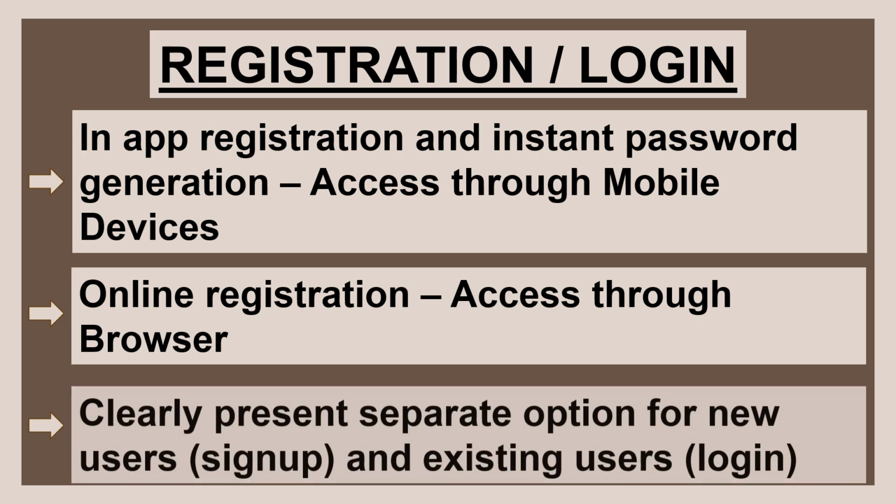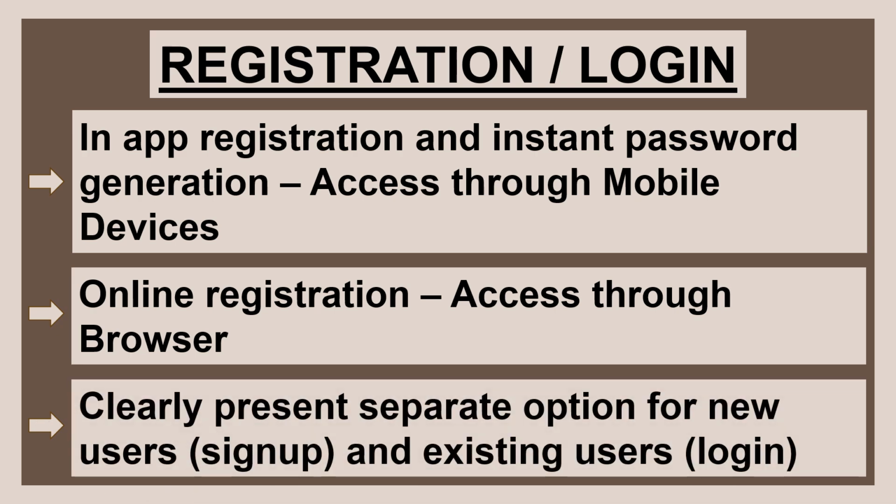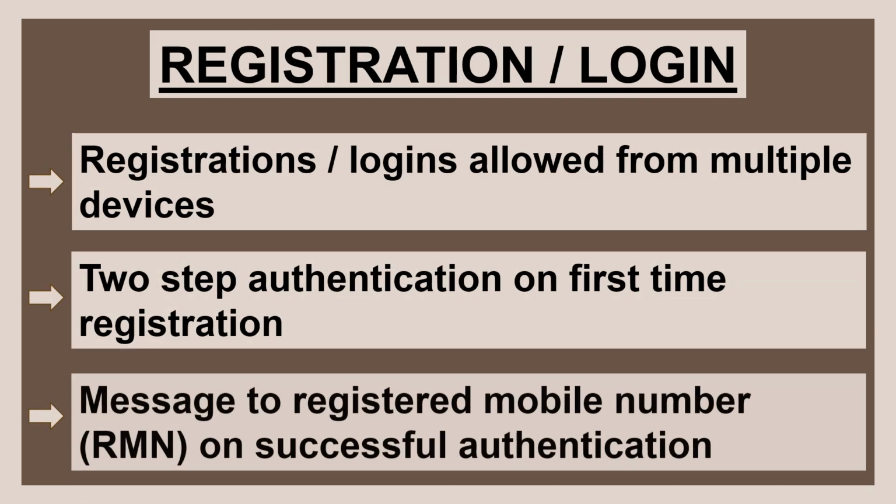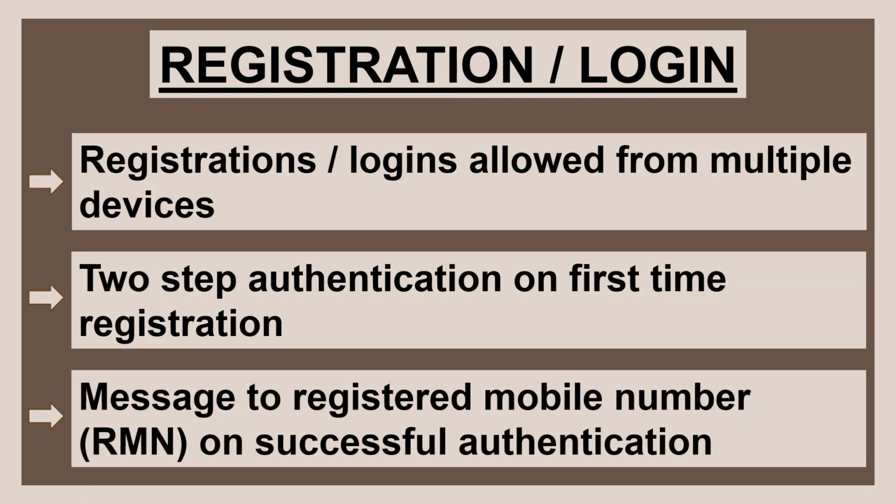Registration or login. In-app registration and instant password generation across mobile devices. Online registration. Access through browser. Clearly present separate option for new users sign up and existing users login. Registrations or logins allowed from multiple devices. Two-step authentication on first-time registration. Message to registered mobile number, RMN, on successful authentication.